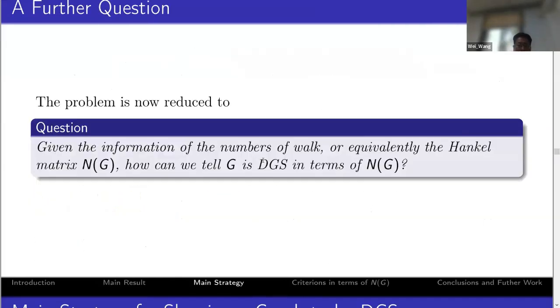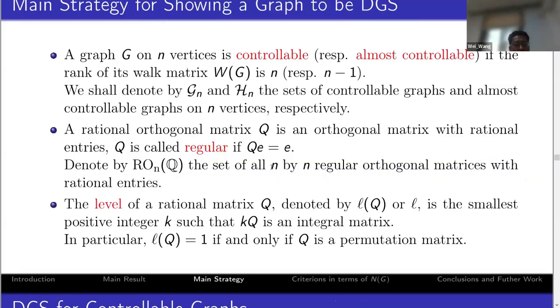So now the problem is reduced to: given the information of the number of walks, or equivalently, the Hankel matrix N_G, how can we tell the graph G is determined by its generalized spectrum in terms of N_G? That is equivalent to the graph G being determined by its number of walks. So I will just give some rough ideas for how to show a graph to be determined by generalized spectrum.